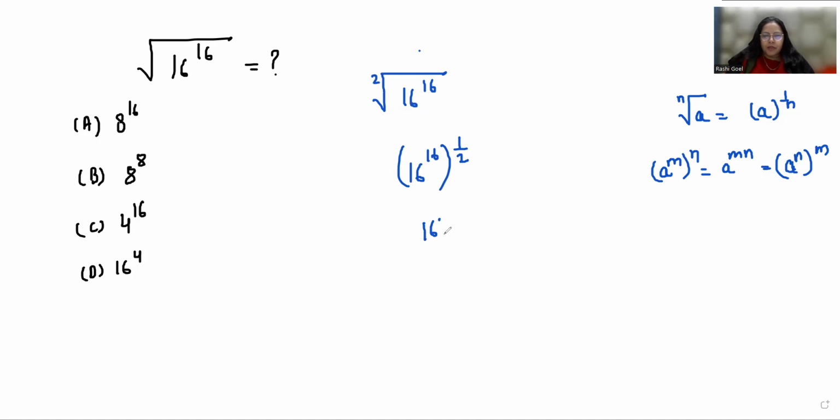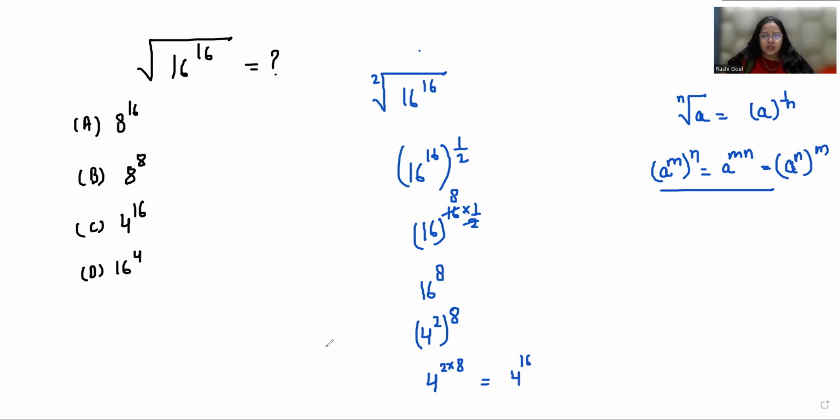So 16 power 16 times 1 by 2. So we can cancel this out: 16 power 8. 16 we can write as 4 square, whole power 8. Again I'm going to use this identity and we can write it as 4 power 2 times 8, which is equal to 4 power 16. So our answer is option number C, that is 4 power 16.